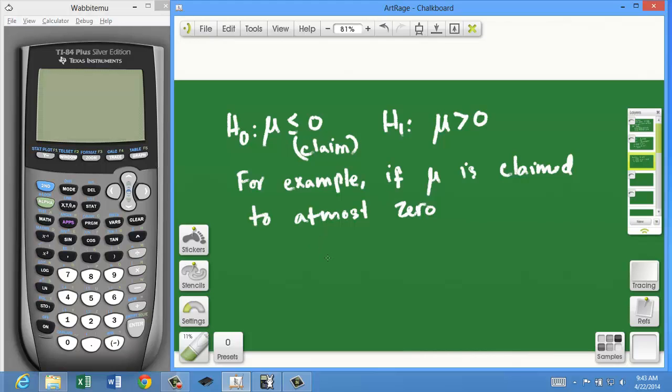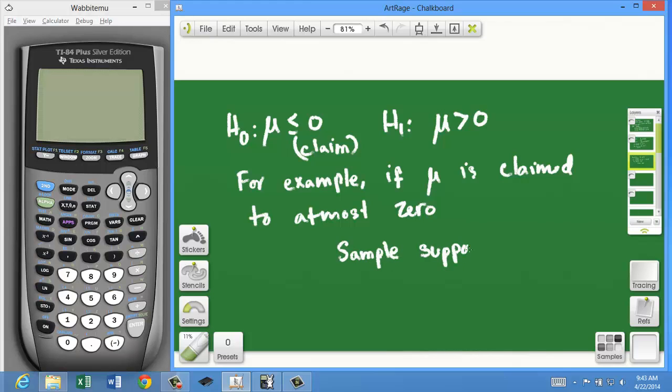So you collect a sample, you perform a test, and the test would either agree with the null or agree with the alternative. If the test offers evidence toward the null, then the null is accepted. You don't reject the null. If you don't reject the null, you conclude that the claim is true. But if the sample supports the alternative, then you can say that mu is greater than 0 and the claim is no longer true.